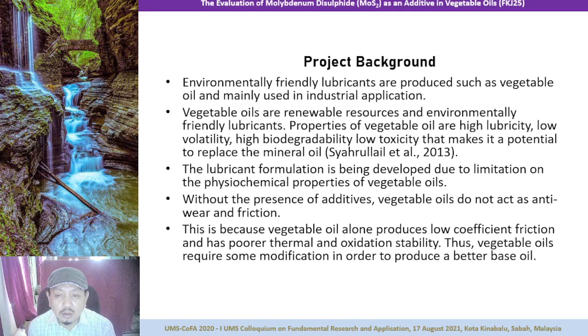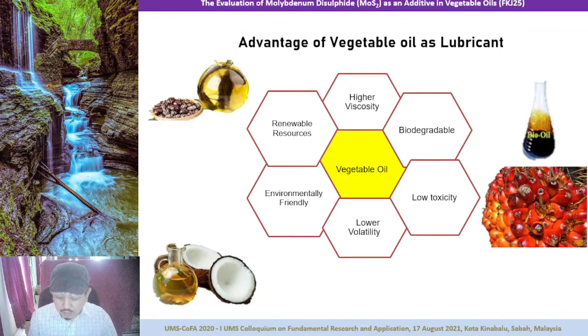The lubricant formulation is being developed due to limitations in the physiochemical properties of vegetable oil, and without the presence of additives, vegetable oil cannot be used as a two-way friction lubricant. This is because vegetable oil alone produces a low coefficient of friction and has poor thermal and oxidation stability. Therefore, vegetable oil requires some modification in order to produce a better base oil. This is the advantage of vegetable oil as a lubricant, as mentioned before.